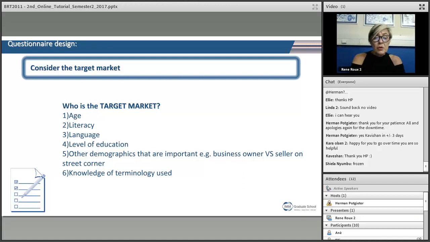The second aspect is your target market. Things that you have to consider here is the age. If it's kiddies, it cannot be a self-completion. You cannot use big words. You will probably use smiley faces. Literacy, the same. You have to make sure that people can understand the language. The level of education, if you use very complicated terminology that people might not understand.